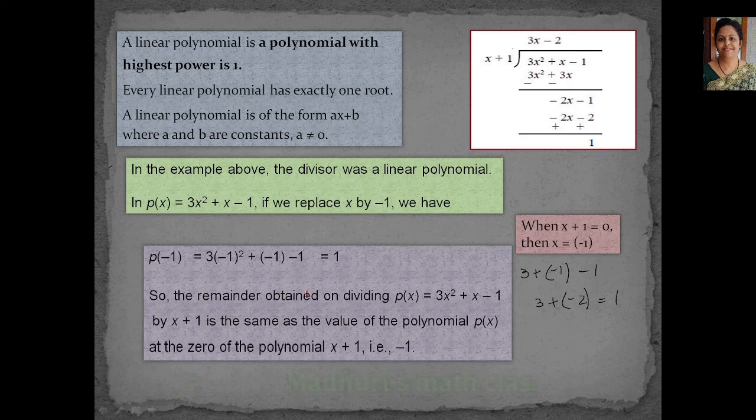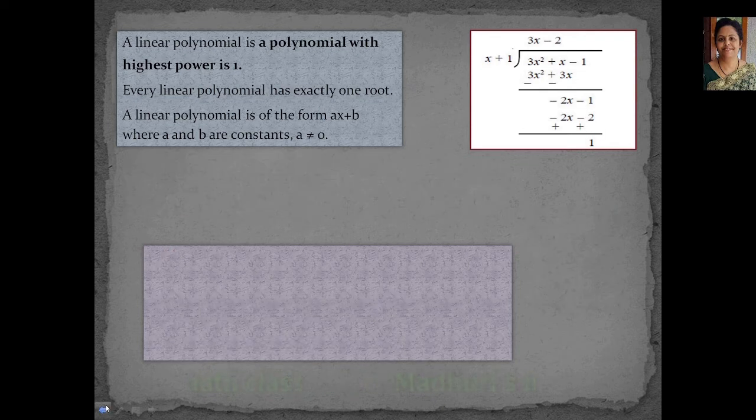So the remainder obtained on dividing p(x) equal to 3x squared plus x minus 1 by x plus 1 is the same as the value of the polynomial p(x) at the zero of the polynomial x plus 1, that is negative 1. So that means here the remainder is the same as p(negative 1).